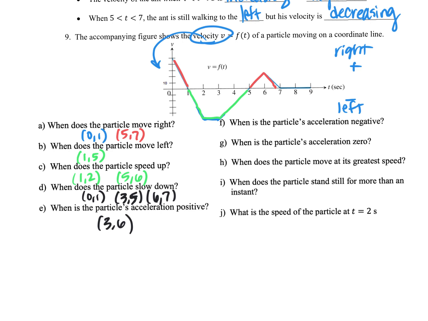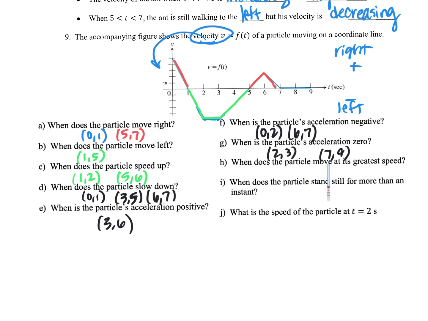Acceleration negative is going to be when the slope of my velocity graph is negative. What are we looking at here? 0 to 2. And here, I love it. 0 to 2. Anywhere else? Beautiful. 6 to 7. 0 to 2. Particle's acceleration 0. Yeah, 2 to 3. Again, the slope of velocity was 0 there from 2 to 3. Oh, and 7 to 9. Awesome.